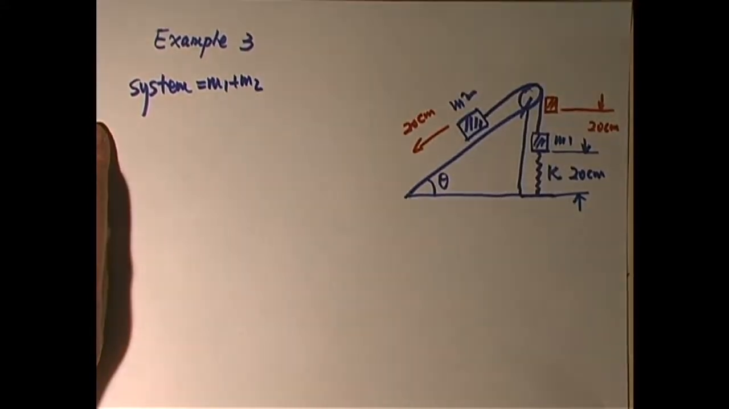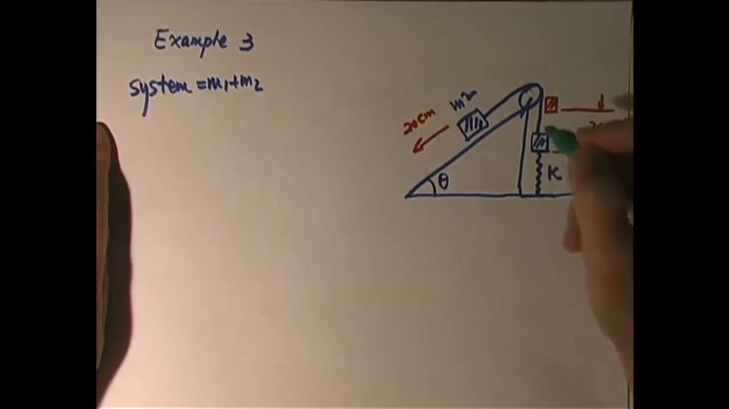When can we define two blocks as one system? When they have the same rate of acceleration, same rate of speed. So we can define M1 plus M2 because they behave like one mass. Does that make sense to you? If they have the same acceleration and the same speed. Okay. So we again need to mark all the forces.